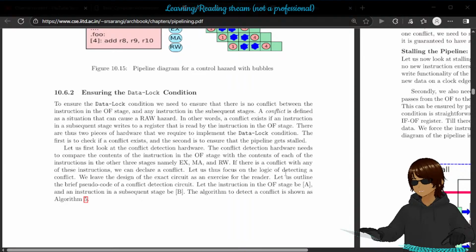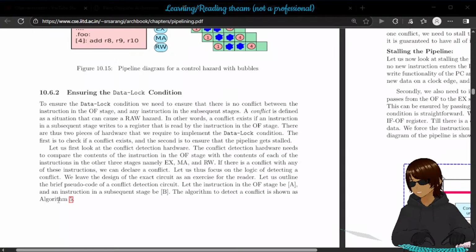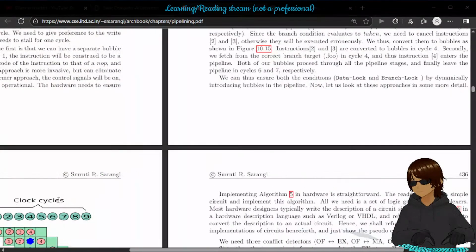Let us focus on the logic of detecting a conflict. We leave the design of the exact circuit as an exercise for the reader. Let us outline the brief pseudocode of a conflict detection circuit. Let the instruction of the operand fetch stage be A, and an instruction in the subsequent stage be B. The algorithm to detect a conflict is shown as algorithm 5.